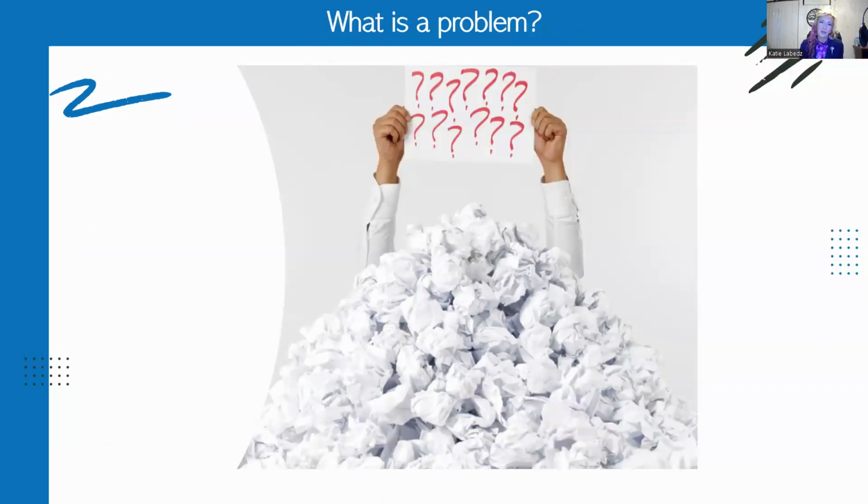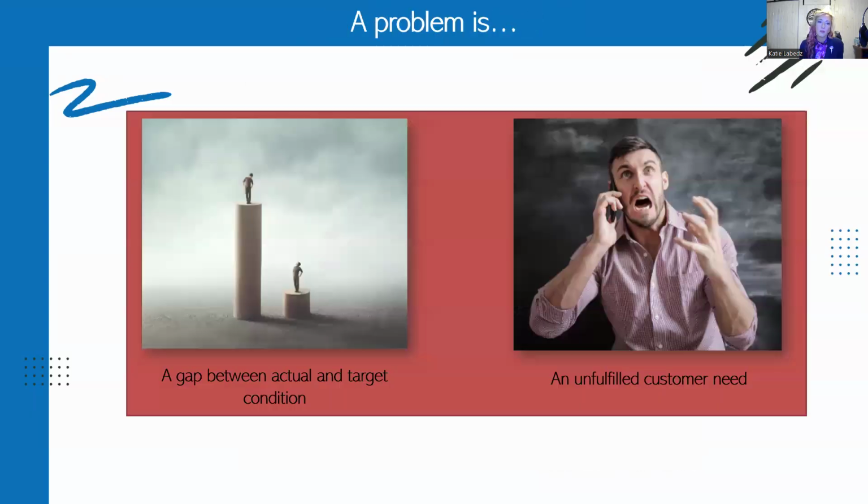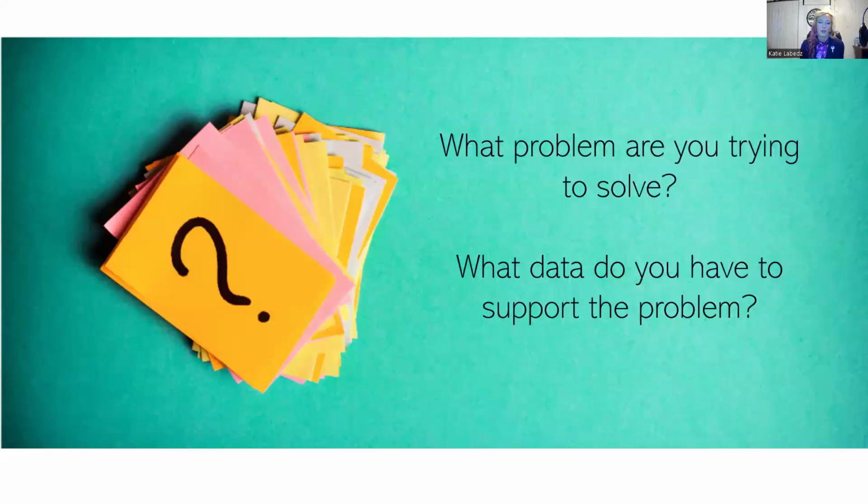But what's a problem, right? So we said we use a value stream map in general to solve a problem. So a problem is a gap between an actual and target condition or an unfulfilled customer need. Now, when you have a problem, you want to ask two questions. What problem are you trying to solve? And what data do you have to support the problem?